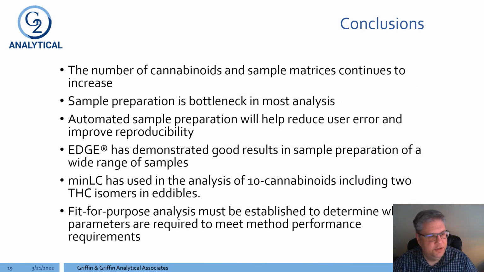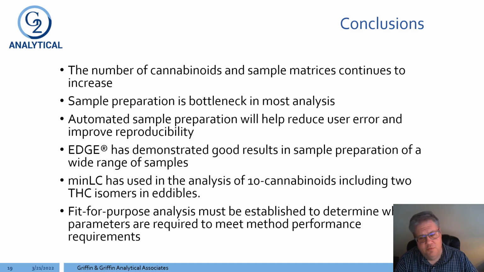So moving on to some conclusion slides, I hope that gives you a good overview of our cannabinoid analysis and how we're integrating different THC isomers into our analysis. So let's make some concluding remarks. The number of cannabinoids and the sample matrices continue to increase. We're not just seeing THC delta 9 and delta 8. We're seeing delta 10 THC, the R and S enantiomers, THCO, THC acetate. So we're seeing a lot of different THC isomers.